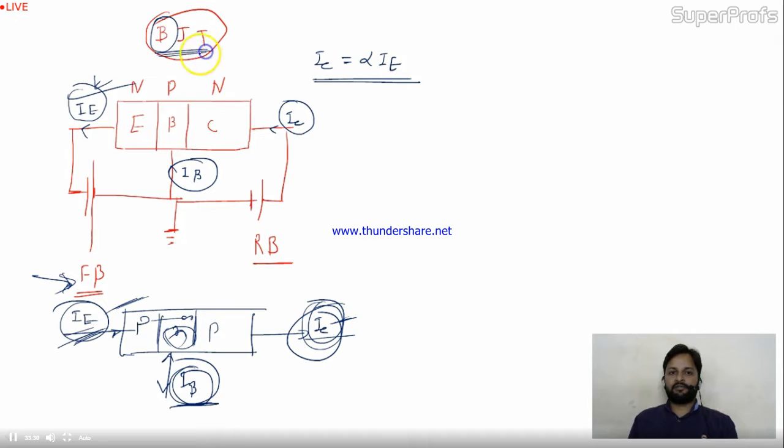Now in the BJT, see why we are calling it bijunction and bipolar device also. Why bipolar? Because in the conduction, the electrons and holes both take part. Both are participating in current flow in the BJT. That's why we are calling it the bipolar junction device.